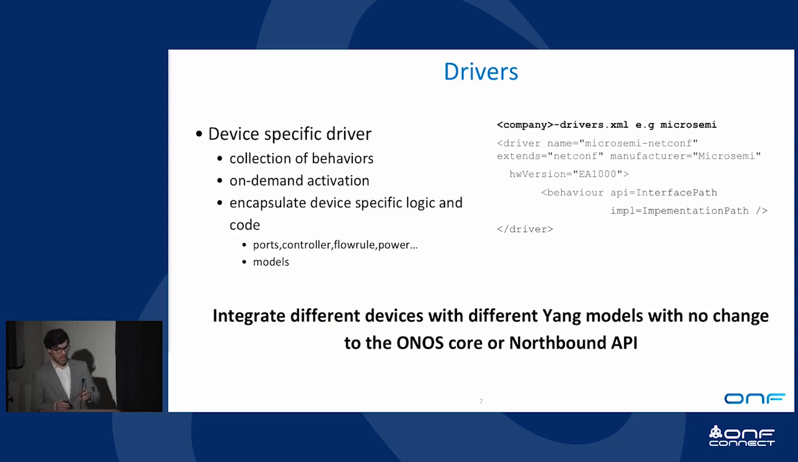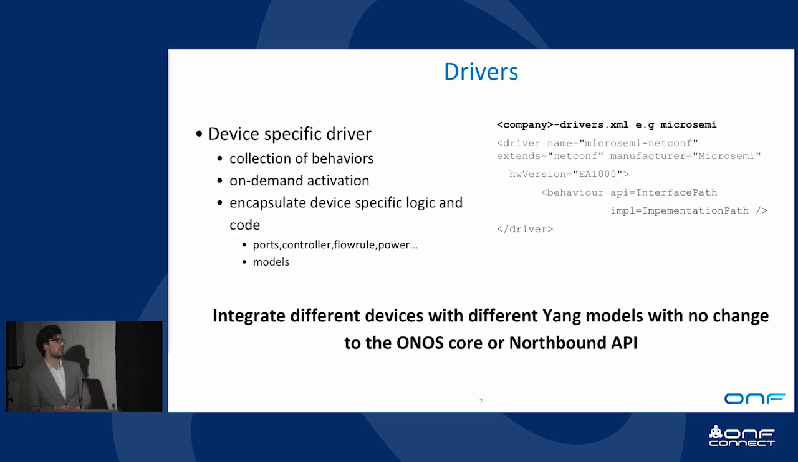A key component in ONOS is this concept of a driver, which is a device-specific element. Think about it as you have a printer in your home, and your computer needs a driver for that printer. This is the same concept. You have a device in your network, you need a driver for that device in order for ONOS to translate high-level concepts to low-level device-centric calls. It's activated on demand, so if you have only, let's say, Nokia in your network, you just activate the Nokia driver. If you have plenty, they can coexist at the same time in ONOS.